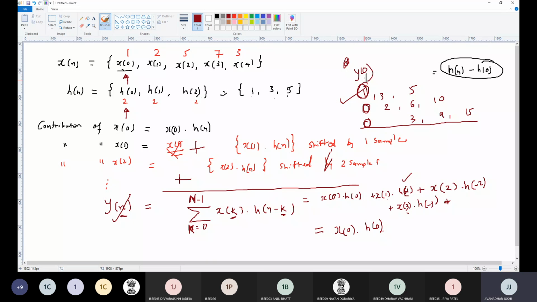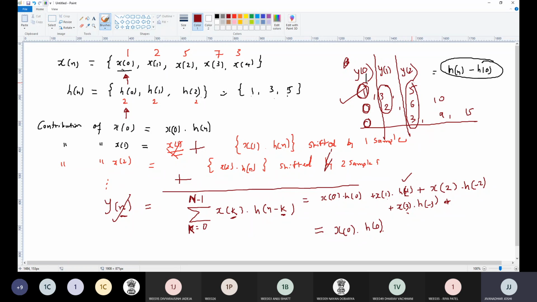This is my y of 0. To find out y of 0, I need to add each and every element of this column. To find out y of 1, I need to add these two numbers. To find out y of 2, I need to add these three numbers.